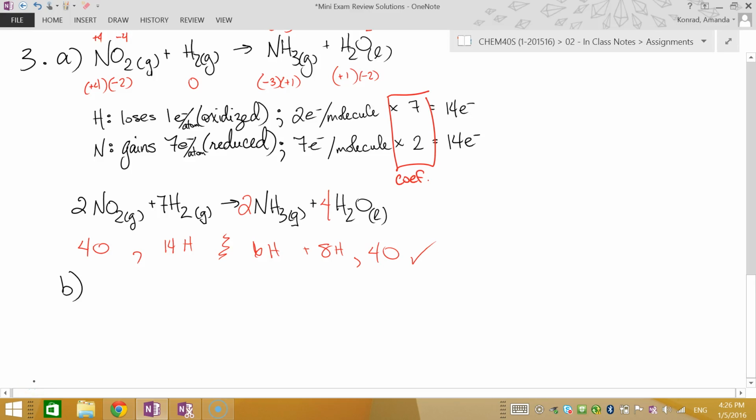For balancing redox equations, we have two methods of doing this. Option 1 is using half reactions. Option 2 is the method we learned way back at the beginning of the year, when we just strictly look at oxidation numbers and counting electrons.